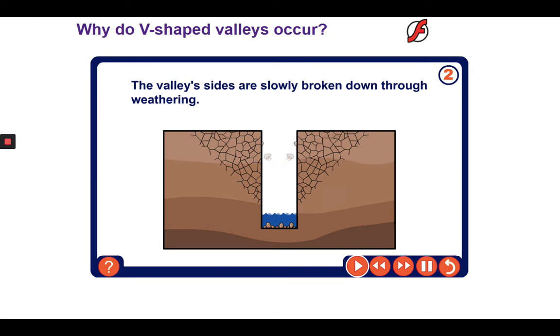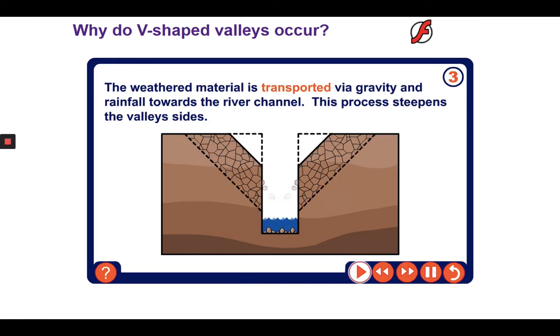Now, the valley's sides are slowly broken down through weathering, usually through rain, and they start to crack. And eventually, the weathered material is transported via gravity, so that pulls it down, gravity, and rainfall towards the river channel. And this is the river channel here. This process steepens the valley's sides, so it makes it very steep.